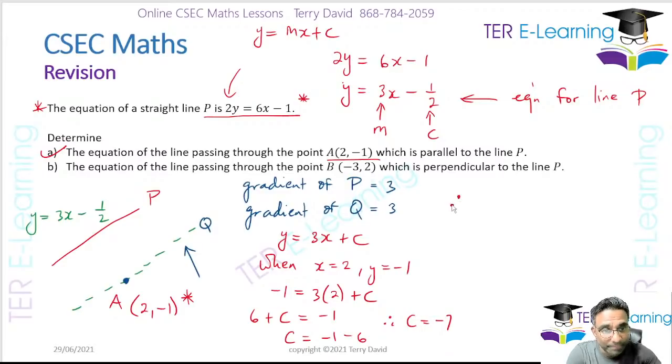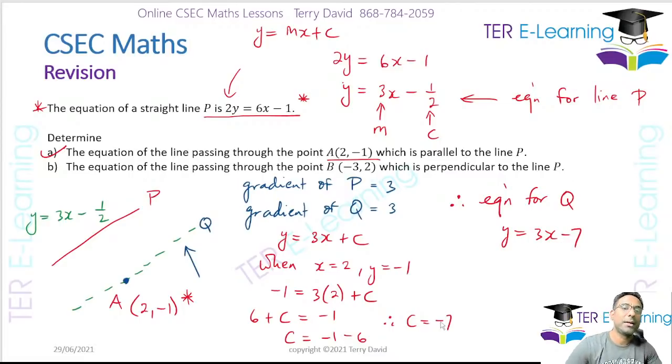So therefore the equation for the line Q is y = 3x - 7. Now these are things you can get in the exam, guys.